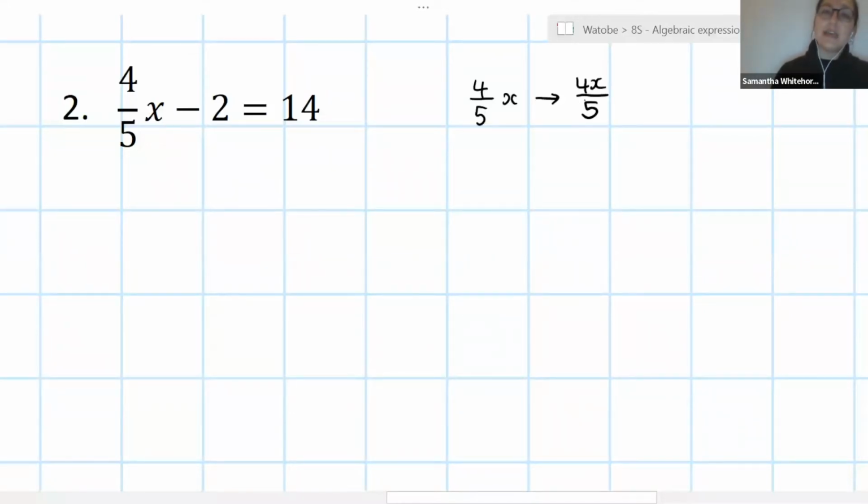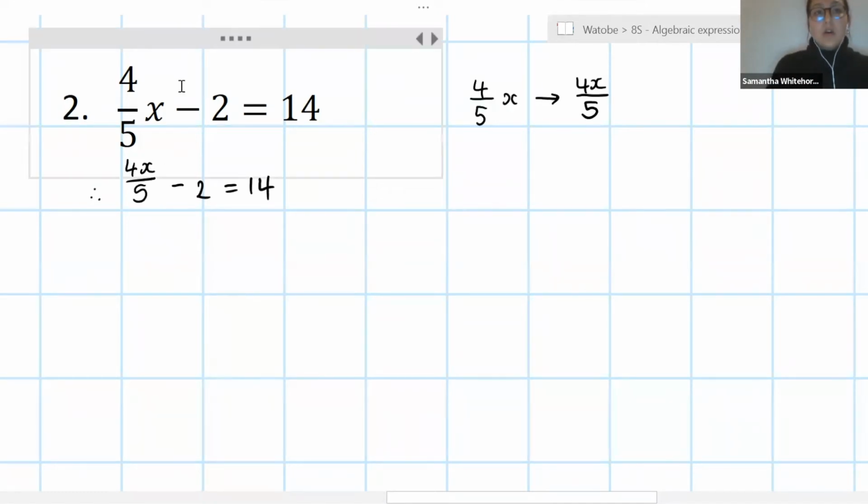Now, the reason I like to write it with the x in the numerator is because it just means that the inverse operations that I need to deal with are a little bit clearer to me. So if you prefer to write it like that, then by all means, if it makes no difference to you, that's absolutely fine. So just so that you know, I'm going to write it with the x in the numerator so that I can be very clear on what my inverse operations need to be. So this would be 4x over 5 minus 2 equals 14.